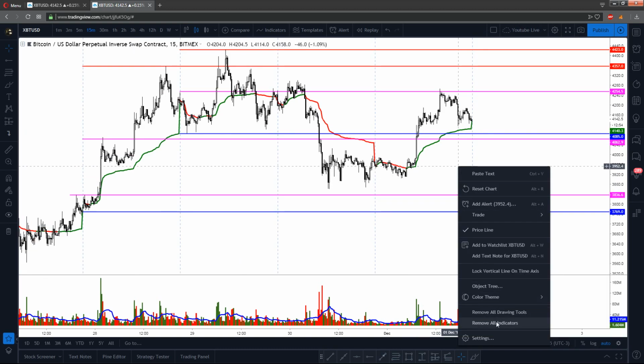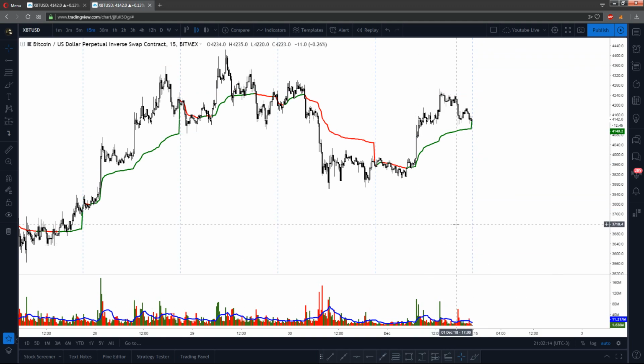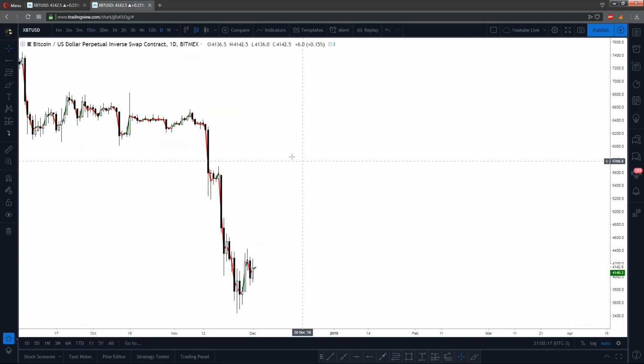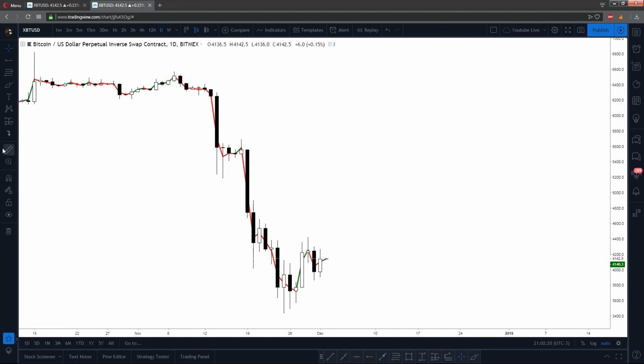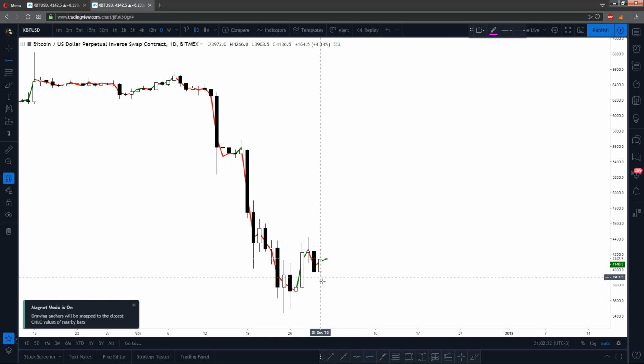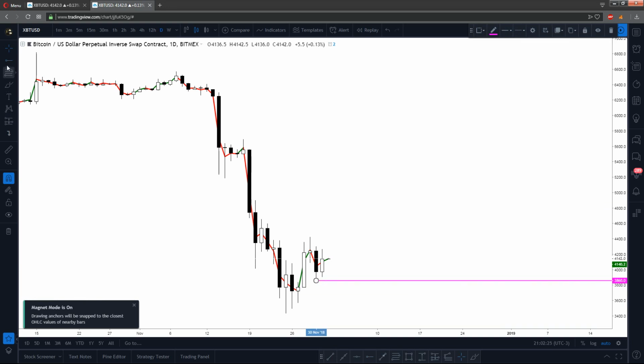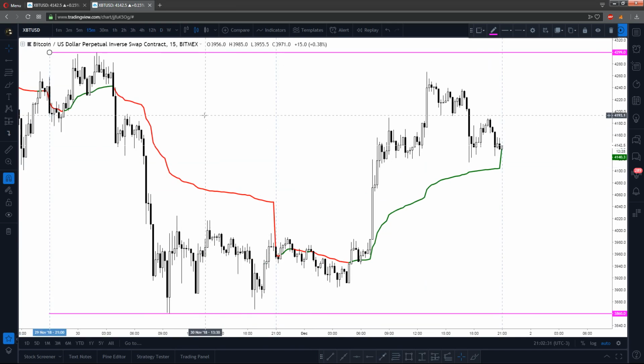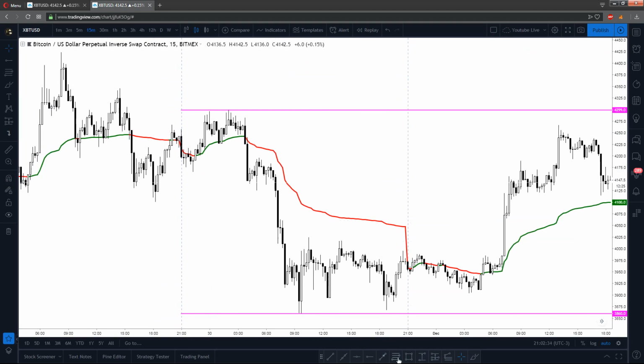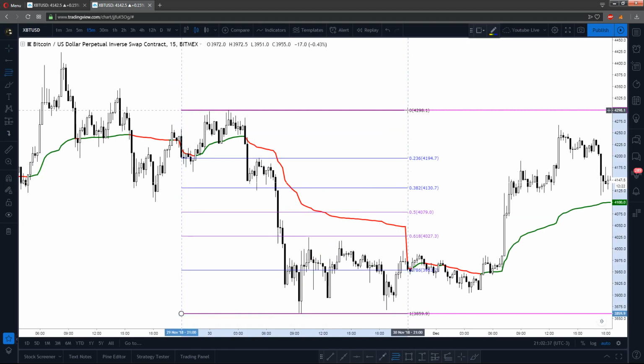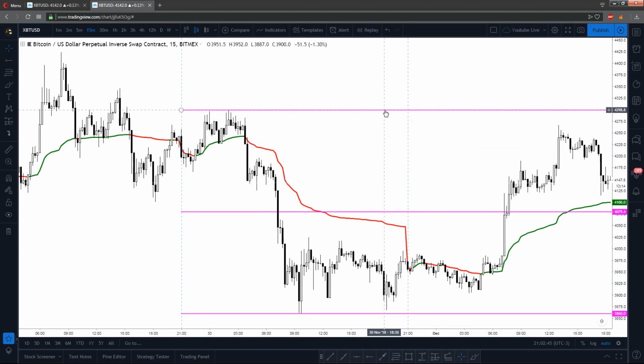I'm just going to quickly recap this technique if you're just coming in. Let me remove all the drawings. So what we do with this technique, grab magnet mode, grab your ray, you grab the low of day, you grab the high of day, you go to a smaller time frame, you go back, you take your Fibonacci tool, you go from low to high, you grab your equilibrium, which is your 50%.